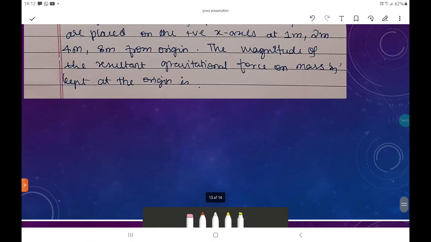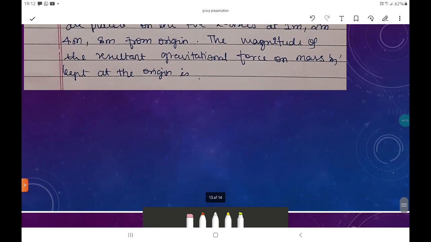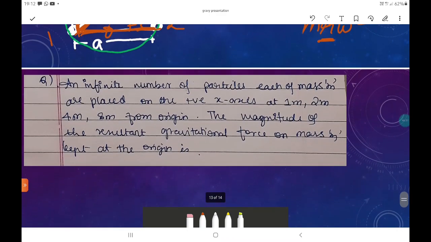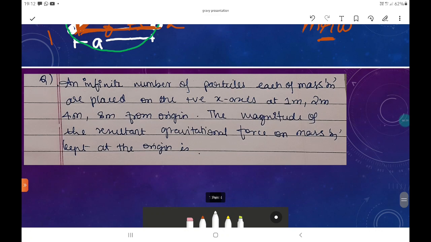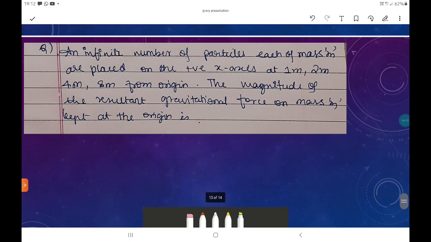Okay, now next is an important typical sum. An infinite number of particles, each of mass m, are placed on the positive x-axis at 1 meter, 2 meter, 4 meter, 8 meters from the origin. The magnitude of the resultant gravitational force on mass m kept at the origin is. So first draw the diagram.